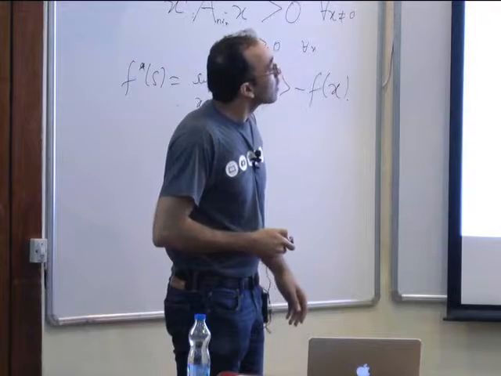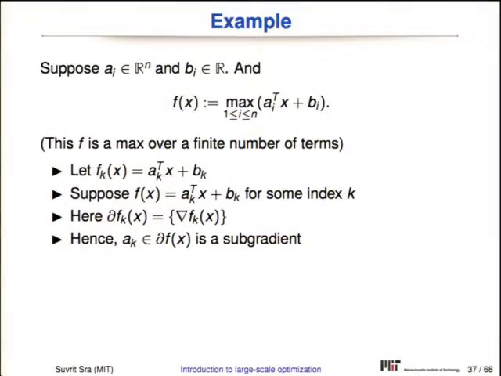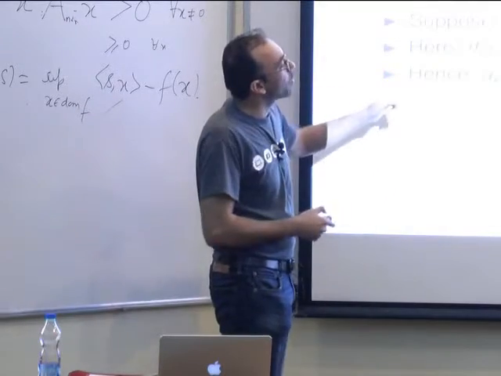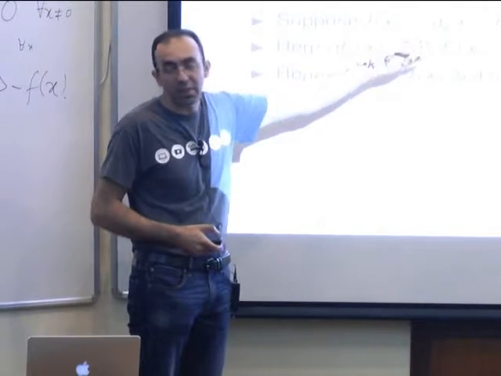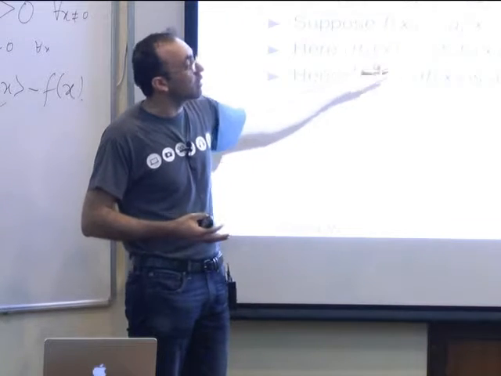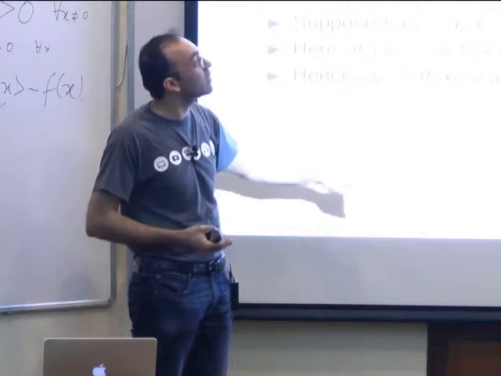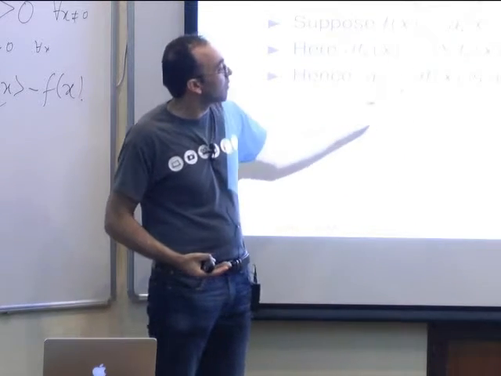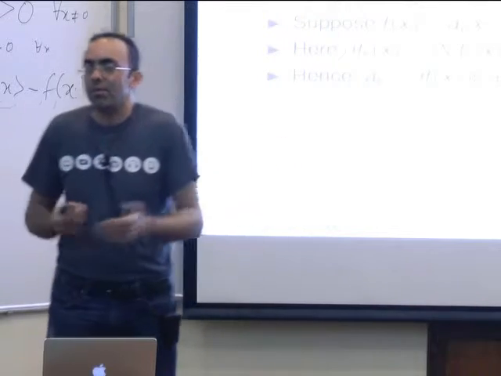Anyhow, this is one of the functions f_k. Suppose k is some index for which f of x is equal to f_k of x. That means the kth function is active. Here the kth function is differentiable, so its subdifferential is just that singleton set. You collect all those, take their convex hull, and that is the subdifferential set. But the whole set is too difficult, you just want to pick one subgradient, so pick some member from that set. And a_k would be one of those members.